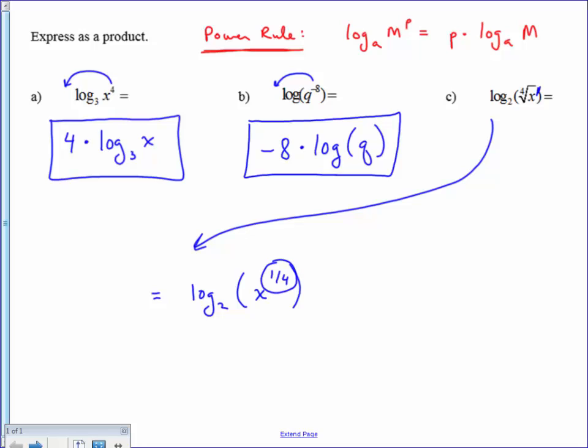Now we have a power here that we can multiply into the front using our power rule. So we would have 1/4 log base 2, and then you just keep the x and remove its exponent.